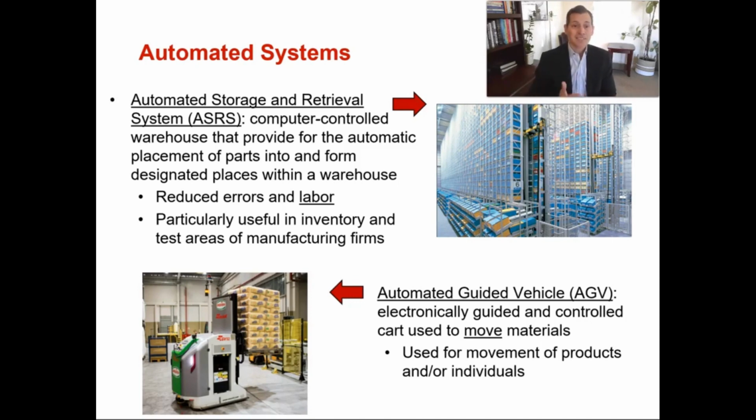They called him Henry. He had a name. They put stickers on him, and he was part of the family. So Henry was an automated guided vehicle, and it was super efficient for them.